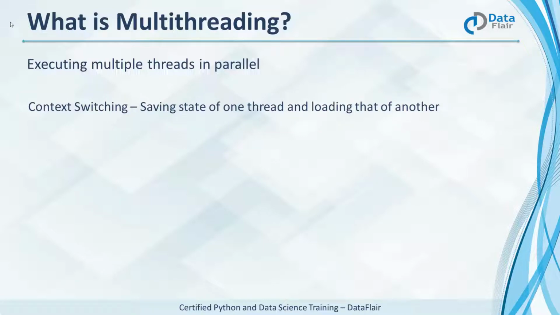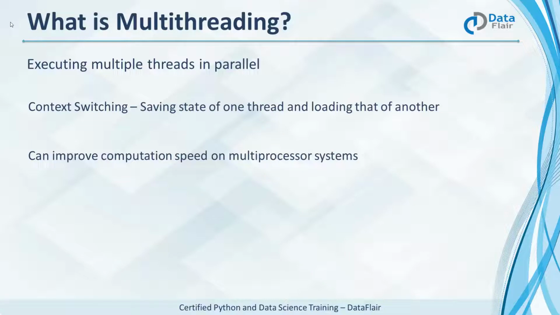A thread's state is saved and another's is loaded during an interrupt. This can improve computation speed on multiprocessor systems. However, multi-threading may also introduce issues of deadlocks and starvation.